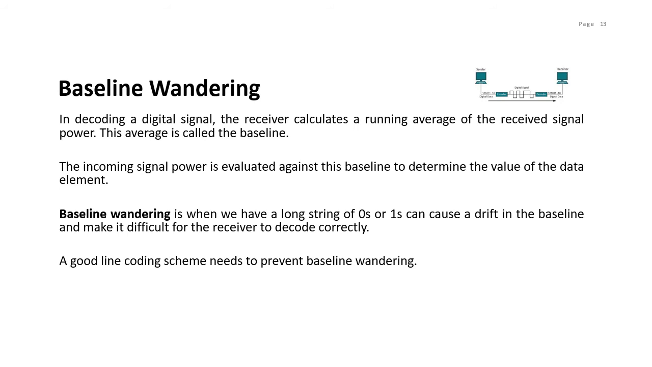The next characteristic is baseline wandering. When we decode a digital signal, the receiver will calculate a running average of the received signal power. This is what we call the baseline. The incoming signal power is evaluated against this baseline to determine the value of the data element. If you have a long string of zeros or ones, this can cause a drift in the baseline, and this is what we call baseline wandering. The slight drift makes it difficult for the receiver to decode correctly. For any good line encoding scheme, we need to prevent this baseline wandering, so we need to prevent a long string of zeros or ones.